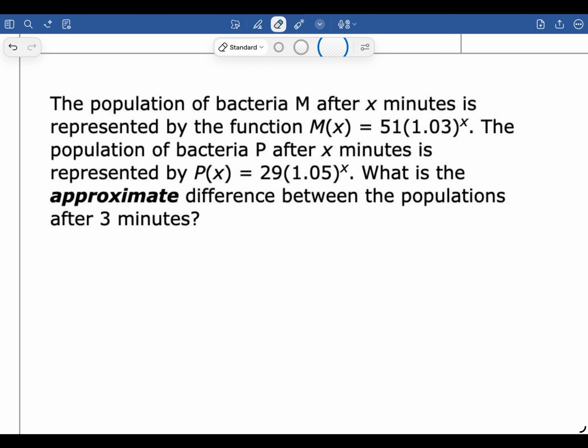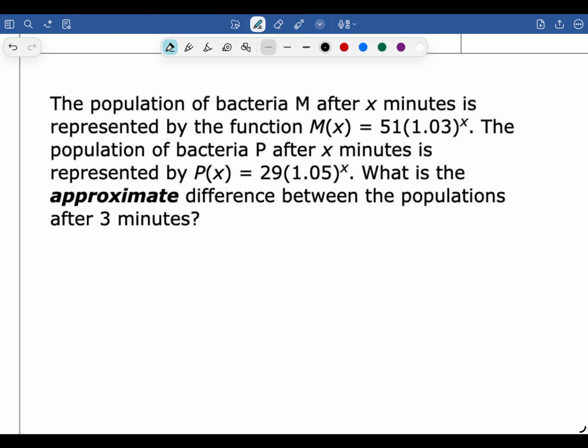All right, so in the last example, it says that the population of bacteria M after X minutes is represented by the function M of X is equal to 51 times 1.03 raised to the X power. The population of bacteria P after X minutes is represented by P of X is equal to 29.05 raised to the X power. It says, what is the approximate difference between the populations after 3 minutes?